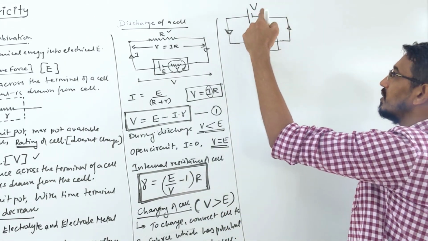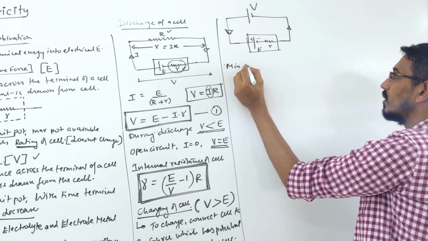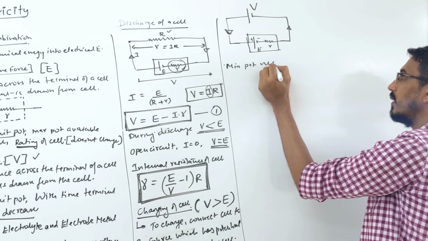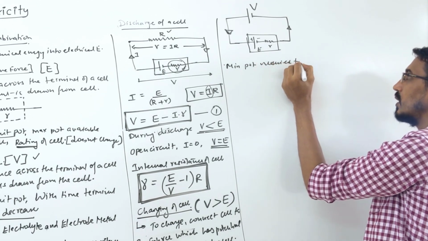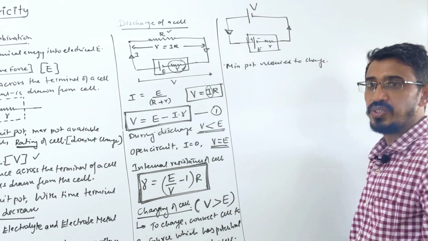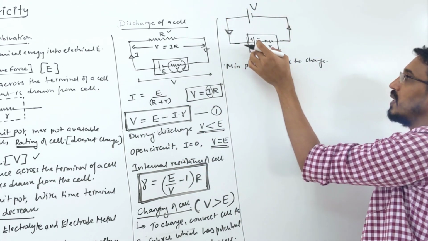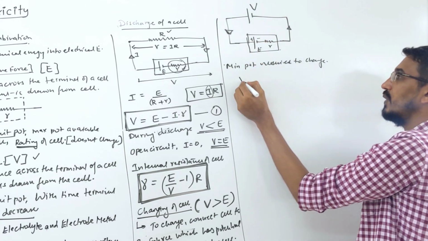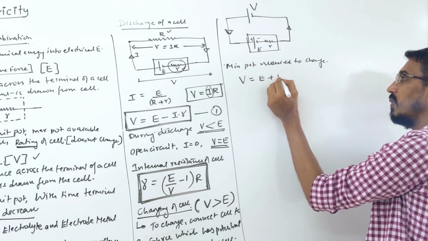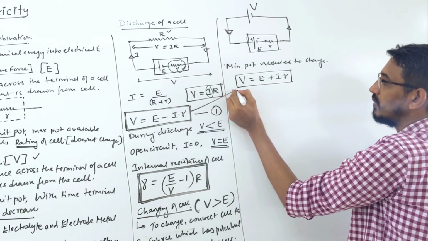How do you write the equation? What is the minimum potential required to charge the cell? V should be equal to the EMF of the battery plus the loss that is happening here. So V should be equal to E plus IR.